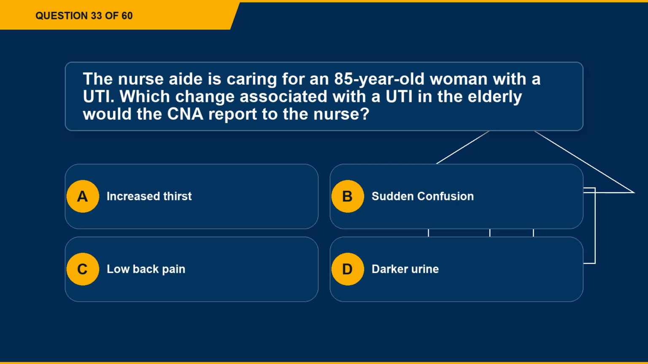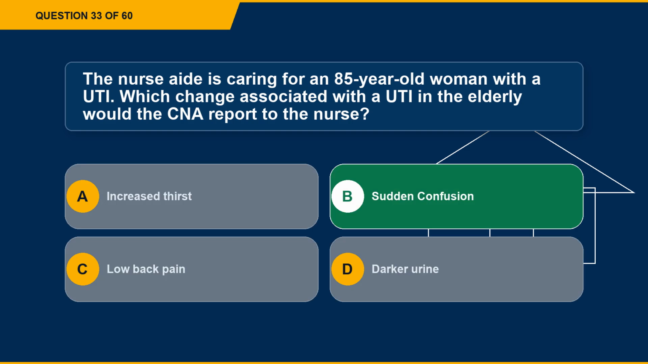Question 33. The nurse aide is caring for an 85-year-old woman with a UTI. Which change associated with a UTI in the elderly would the CNA report to the nurse? Option A, increased thirst. Option B, sudden confusion. Option C, low back pain. Option D, darker urine. The correct answer is option B, sudden confusion.